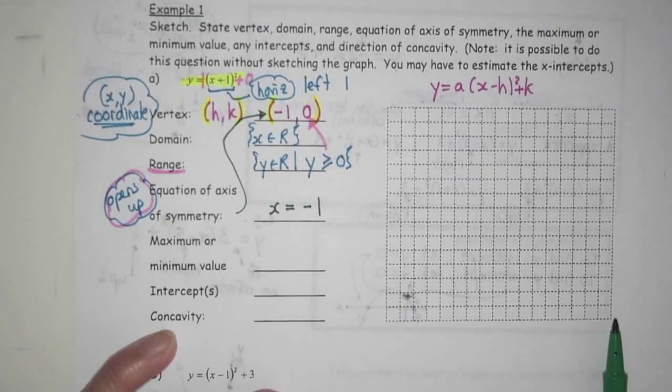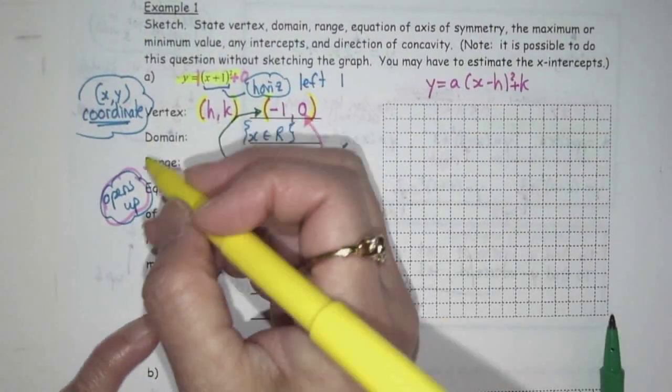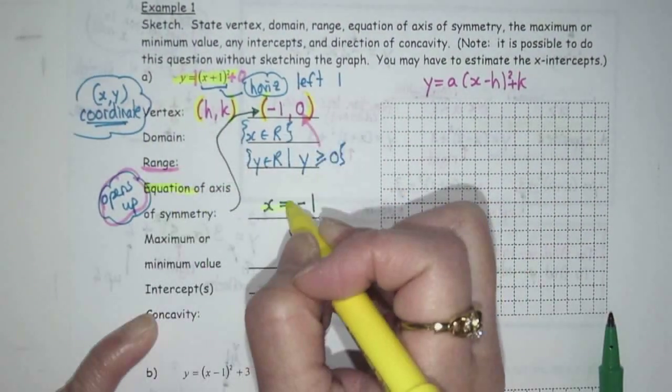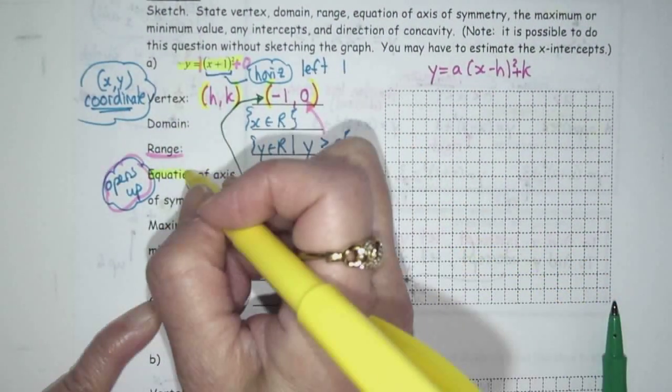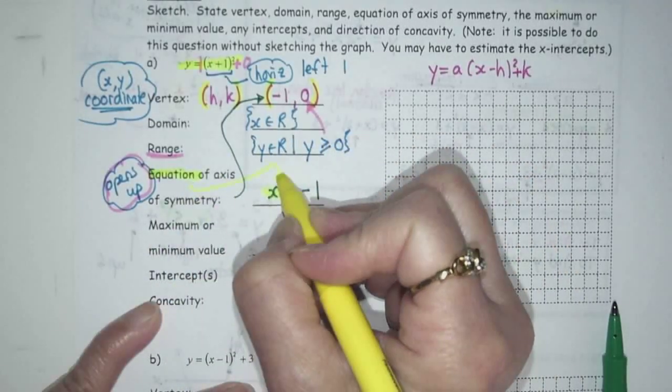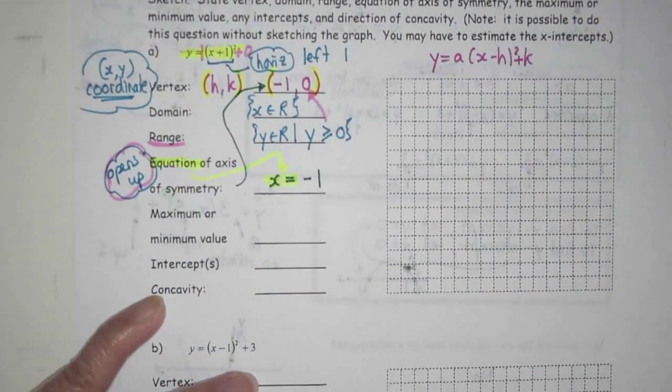Now I need to point out this part. It's always the equation, so it always has to have x equals. So you need to always put the equation, even if it doesn't ask you for it. You have to know it's the equation, x equals.